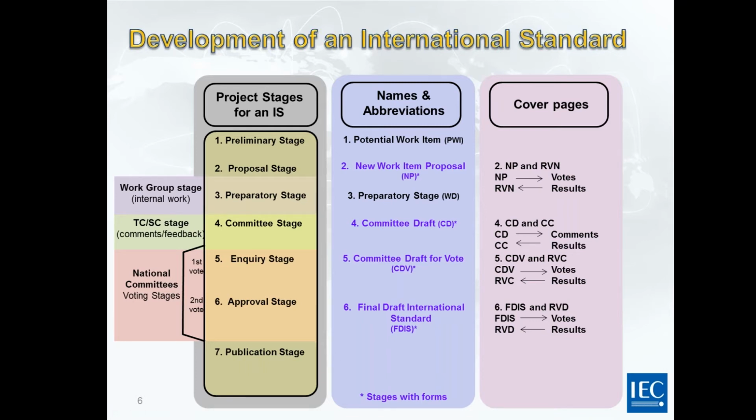We have a number of stages which can be skipped. For example, the preparatory stage, if the working draft was prepared during the new work item, we can skip the preparatory stage, as well as the committee draft. It is not mandatory to issue a committee draft during the standard development process. Similarly, if CDV is approved and no technical changes are made after the vote on the CDV, we can proceed directly to publication.